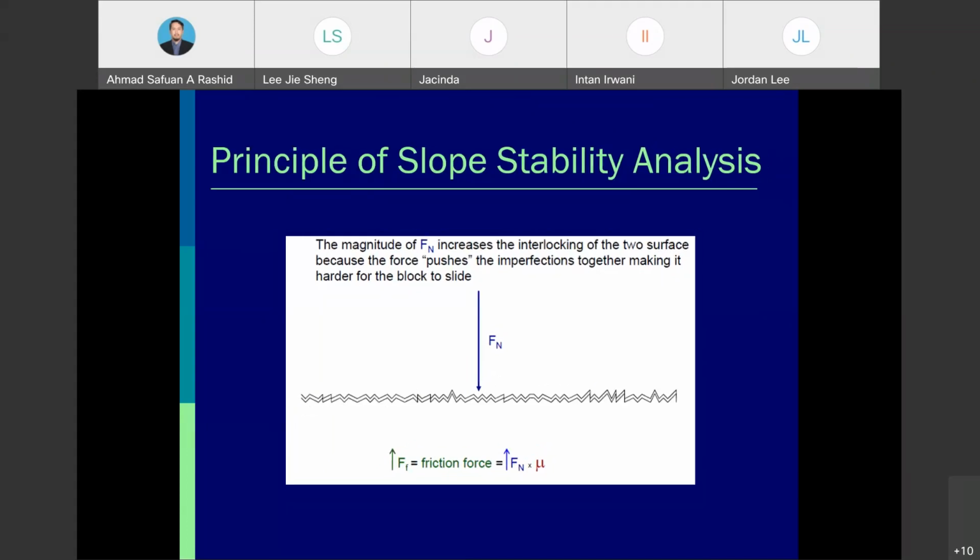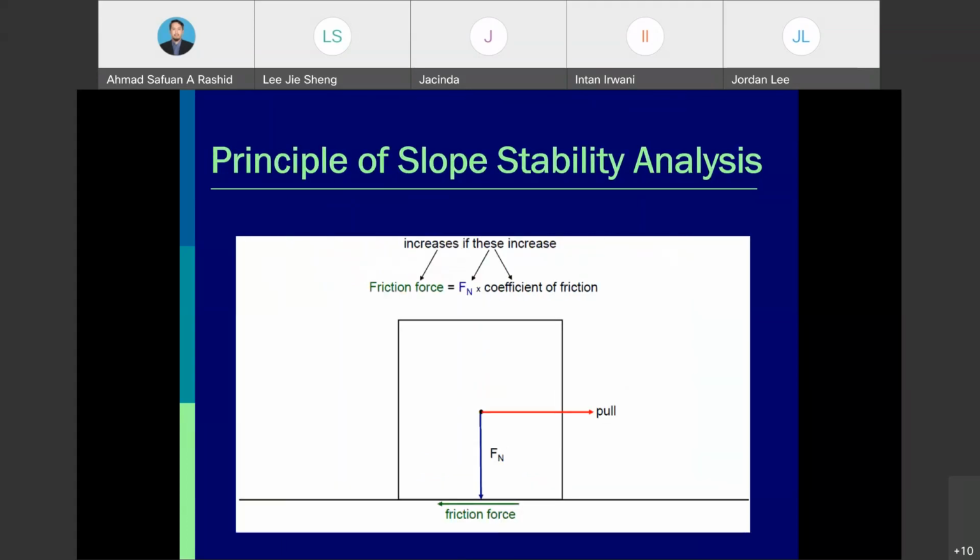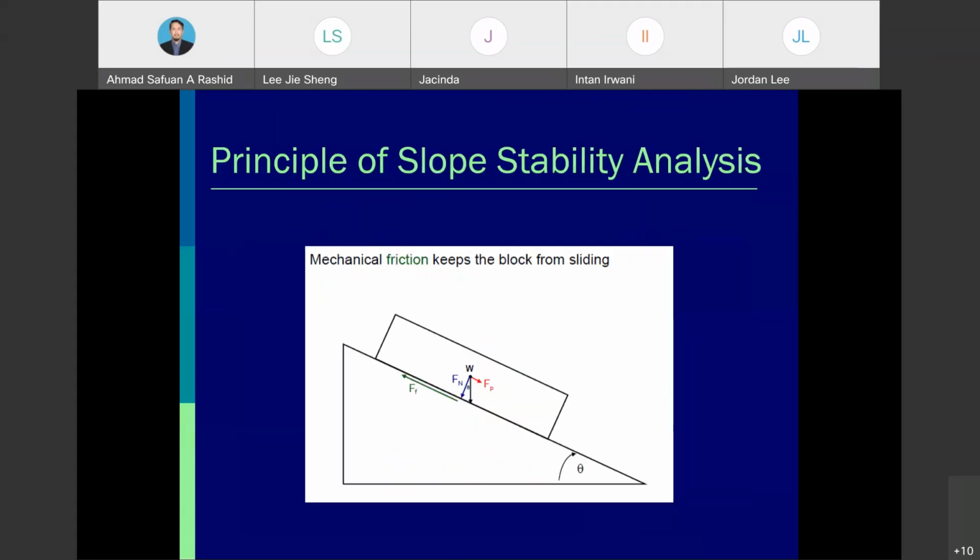So then it shows a good agreement between the normal force and the friction force. So if this increases, the friction increases. I will just go fast for this example. So mechanical friction keeps the block from sliding.